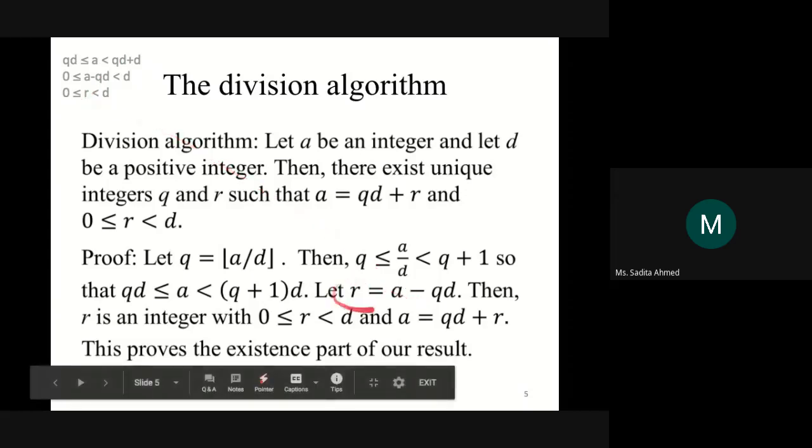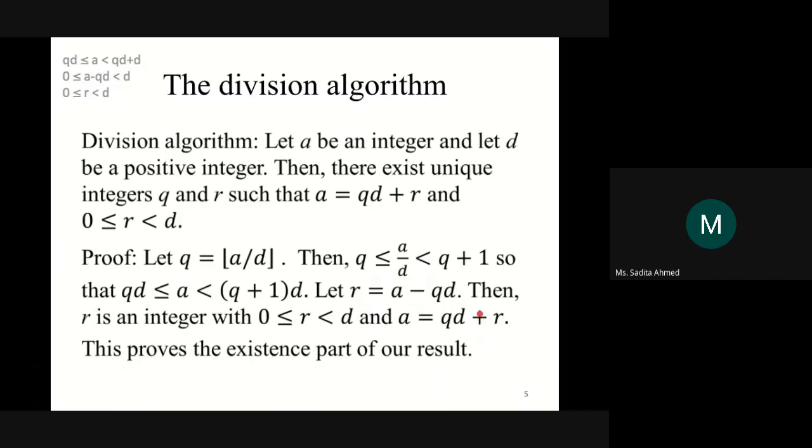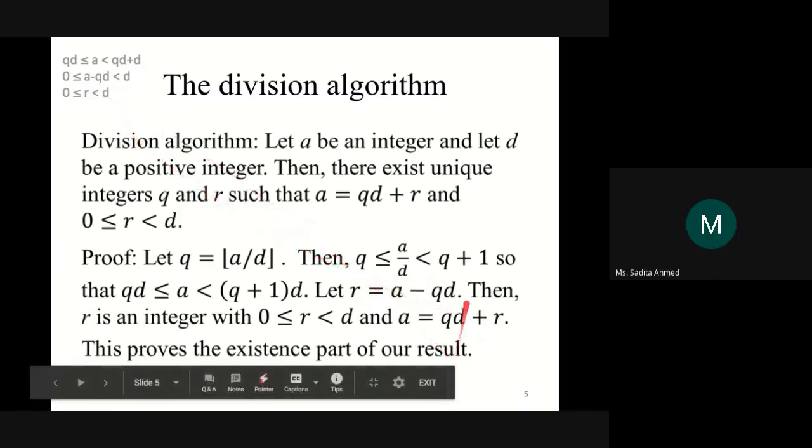So if r is representing the integer a minus qd, we can also transform this equation in terms of a and say that a is equal to qd plus r. Take qd on the left hand side. What do you get? A is equal to qd plus r. Yes, as simple as that.